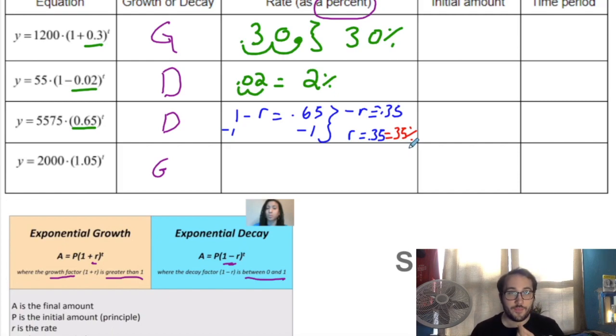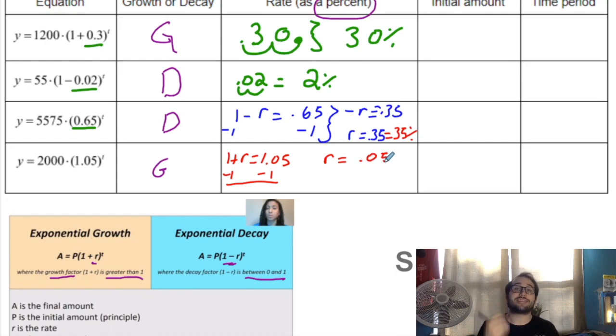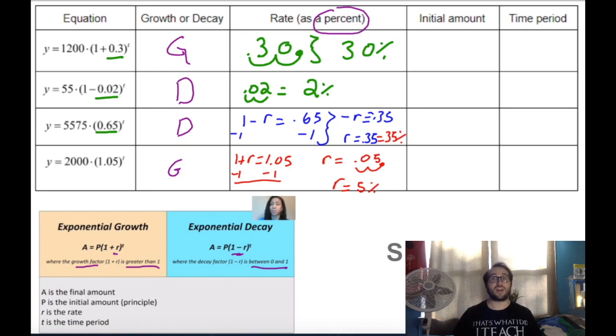So let's do the last one. So the last one, we know that this is exponential growth. We said that. So we know that 1 plus R is equal to 1.05. All right, so now we just got to solve for R. So I'm just going to subtract 1 on both sides, and let's see what we get. All right, so now we have it as a decimal, but we want it as a percent. So to go from a decimal to a percent, all you need to do is move the decimal place over 2 times to the right. And the rate is 5%.